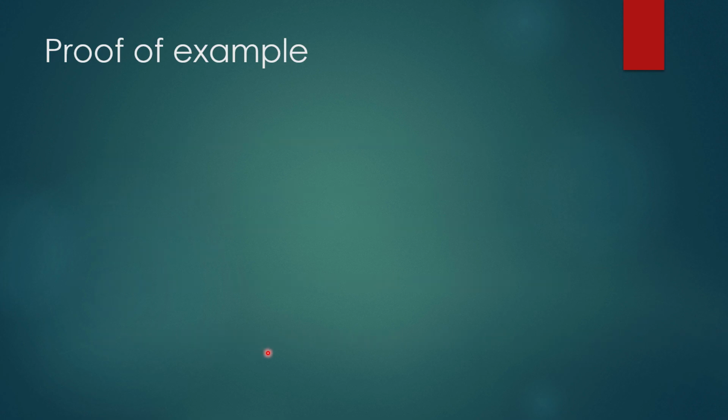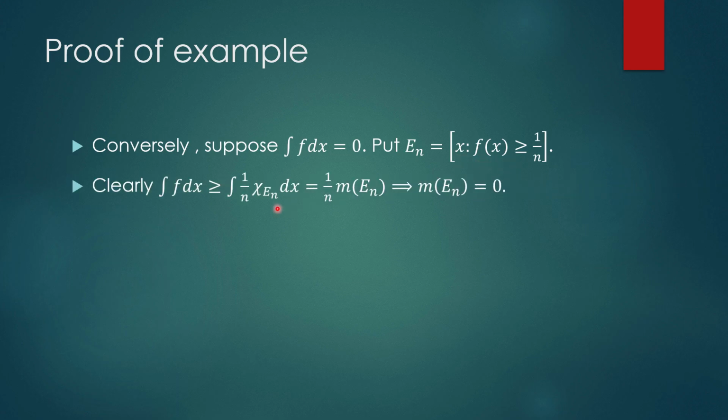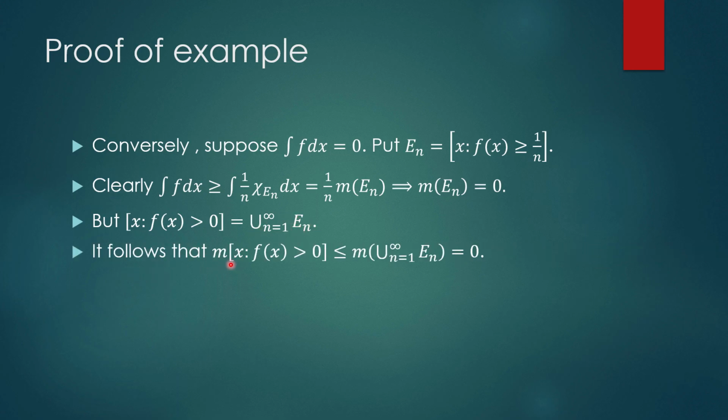Conversely, suppose the integral of f dx is equal to 0. Then you can put E_n equal to the set of x such that f(x) is greater than or equal to 1/n. Clearly the integral of f dx is greater than or equal to the integral of (1/n)χ_{E_n} dx, but this integral is exactly equal to (1/n) m(E_n), which implies that m(E_n) is equal to 0. But the set of x such that f(x) is greater than 0 is equal to this countable union, and it follows that its measure is less than or equal to the sum of the measures. But the sum is 0 because each set has measure 0. Therefore f is 0 almost everywhere.